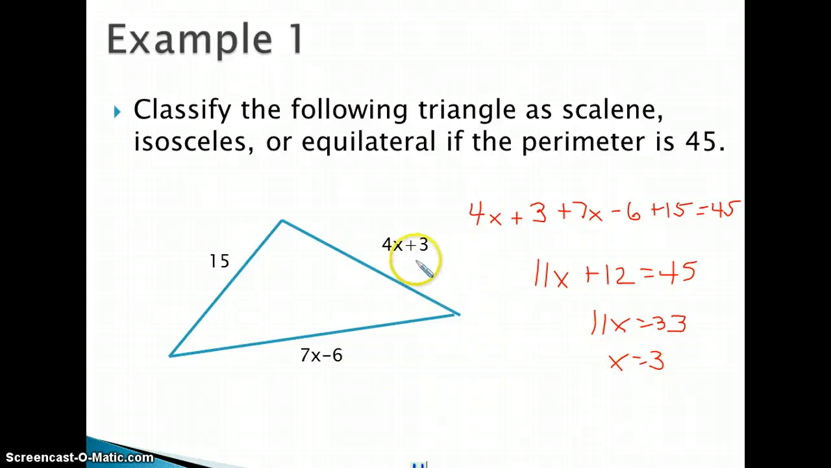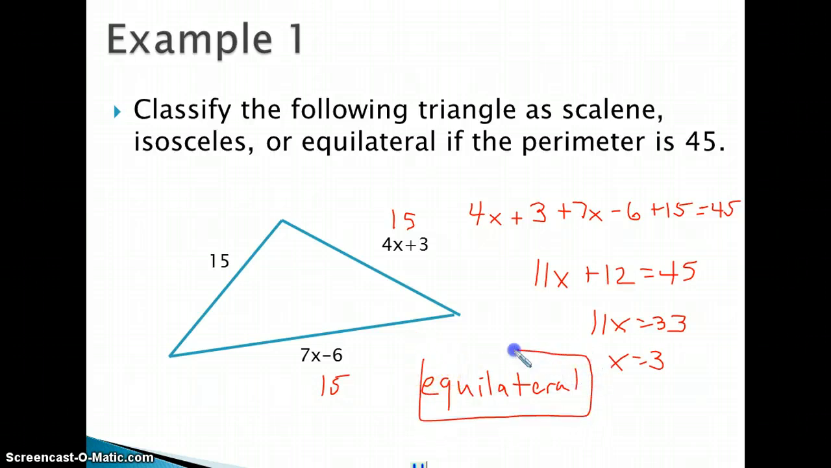We're going to take that 3 and plug it into here. So when you do 4 times 3, you get 12 plus 3 gives me 15. Do the same thing for the 7x minus 6. 7 times 3 is 21. Take away 6, 15. 15, 15, 15. All the sides are the same. I call it equilateral. Now notice I didn't call it isosceles. We had mentioned that equilateral triangles are also isosceles, but this is a more specific name. So the more specific you can be, the better off you are.